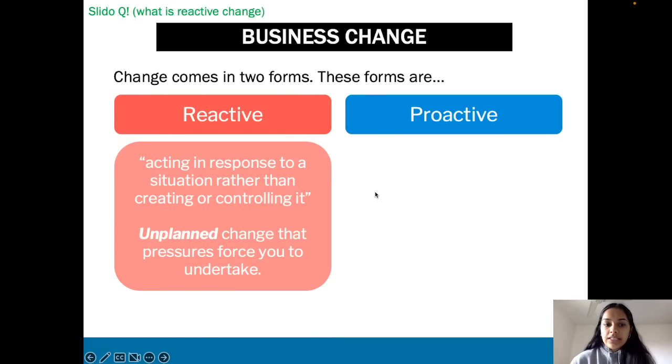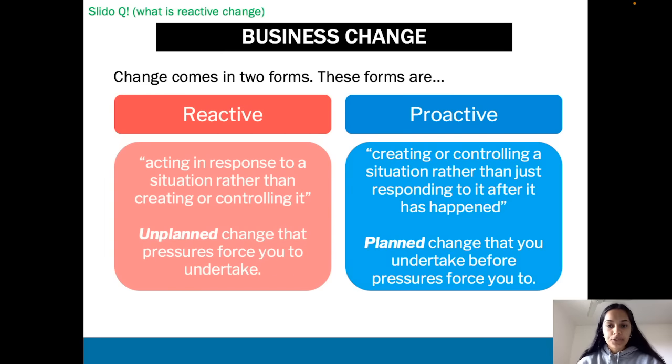So reactive change, it's really looking at acting in response to a situation rather than actually creating or controlling it. So after something happened, after an event has occurred, the business is acting in response to that event rather than actually taking the preemptive steps beforehand to be prepared for the event. So reactive change is acting in response after something has happened. And so it links to the idea of unplanned change, that pressures really force the business to undertake. So they haven't planned for this to happen. It's all unplanned because pressures have forced them to undertake this particular change.